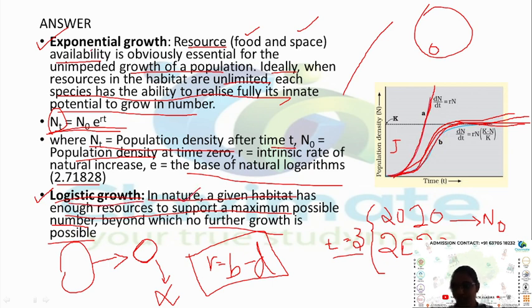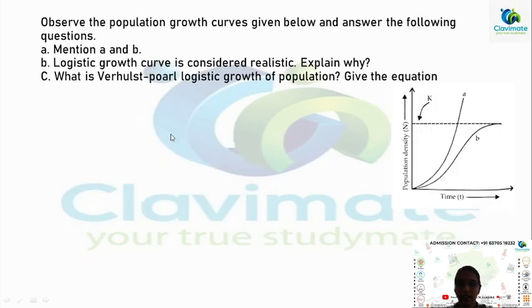So there are 3 points: exponential growth, logistic growth definition, and the equation for exponential growth. Now let's see the next question. Observe the population growth curves given below and answer the following questions. You have to mention what A and B are, explain why the logistic growth curve is considered realistic, and say what the Verhulst-Pearl logistic growth of population is, and give the equation. So these are the 3 questions asked.